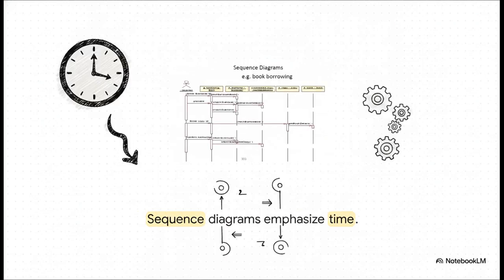Next, we have sequence diagrams. Now, this one is all about time. It visualizes the exact chronological order in which messages are flying back and forth between objects. You'll usually see these vertical lines, called lifelines, dropping down, and you literally trace time moving downwards. For example, a librarian enters an ID, then checks if the borrower exists, checks for overdue books, and finally confirms the loan. It is literally a play-by-play script of object interactions over time.